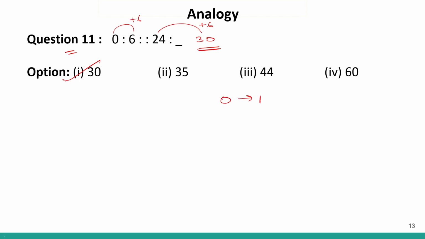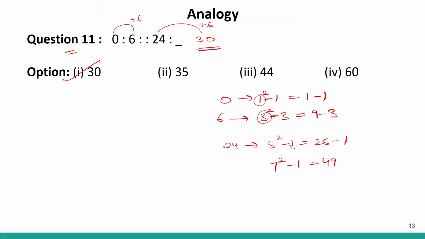0 can be written as 1 square minus 1, 1 minus 1. Similarly, 6 can be written as 3 square minus 3. That is 9 minus 3, which is equals to 6. If I look at 24, 24 can be written as 5 square minus 1, 25 minus 1. So the next one, relationship between 1 and 3 is plus 2. And then 7 square minus 7. Because over here we have minus 3. So minus 7. 49 minus 7 will give me 42. So this can also be my answer. 42 can also be my answer. But in this option, can I see 42? No. So that means this logic is not being used. This logic is not being used. So answer will be option number 1, 30.